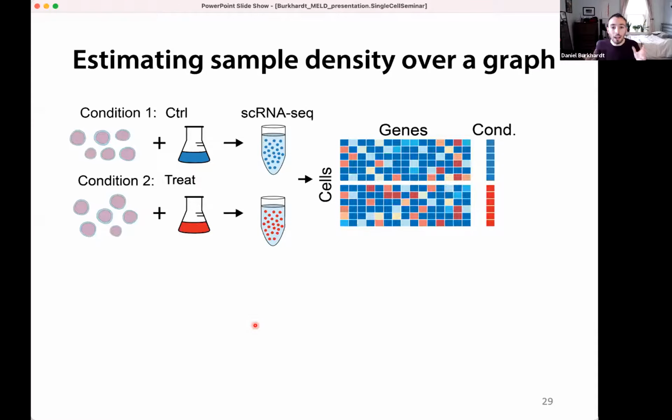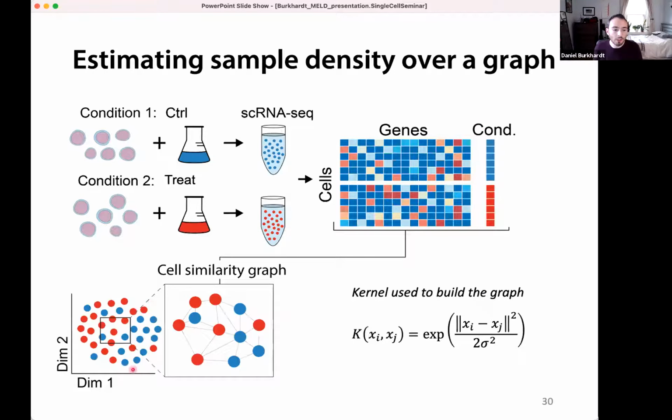And to give you an example of how this algorithm works, I'm just going to show you some cartoon examples. We have our control and treatment experiment. We get our two data matrices, our two conditions out here. And the first step that we do is we create a cell similarity graph. So you may have heard the phrase KNN graph, where you just take each node in this graph as a cell, and the edges in the graph are representing connections between cells. There may be some of you who hear graph and they think like an XY plot.